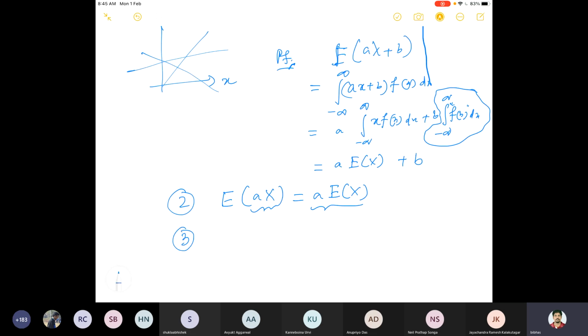Another observation from here is if we just have a constant, so this is a constant. Now can anybody tell me what is the random variable here? I always said expectation of a random variable, but here I just wrote b. I just said, expectation of b is equal to b. What is the random variable here?